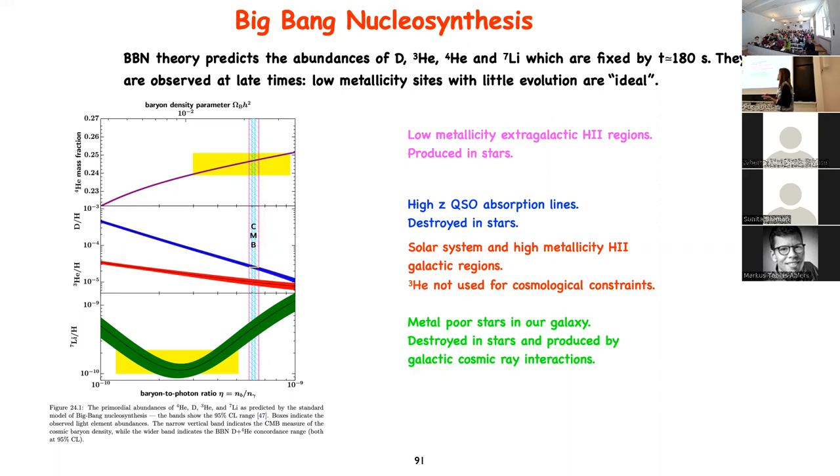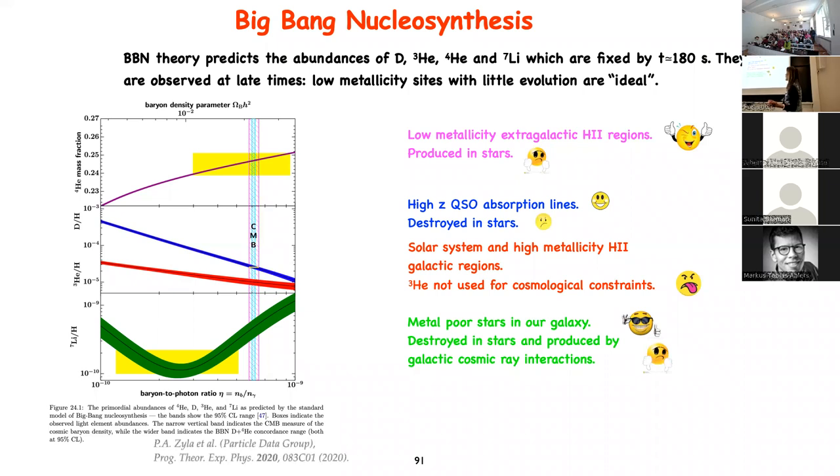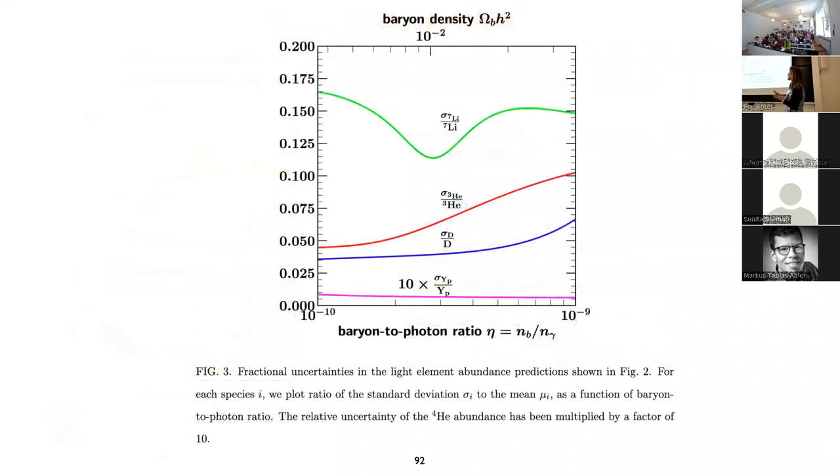We don't know if it's a problem in extracting the primordial abundances or in computing the theoretical predictions, the precise lithium abundance in the universe. But there is a problem there. So let's start with helium-4. Helium-4 is measured in low metallicity extragalactic HII regions, but it's produced in stars. This is bad because if it's produced, you are not sensitive to the primordial abundance. Deuterium is measured in high redshift quasi-stellar objects in the absorption lines, but it's destroyed in stars. Helium-3 is not used for cosmological constraints because it's only measured in places with very high metallicity. Lithium-7 is measured in metal-poor halo stars in our galaxy, however, it's destroyed in stars and produced by cosmic ray interactions.